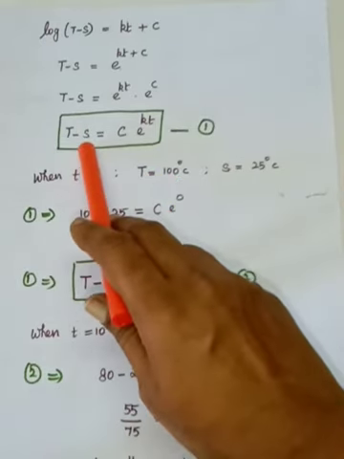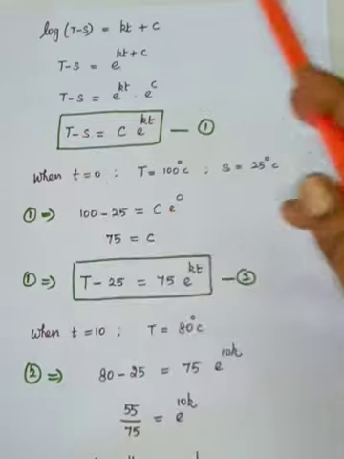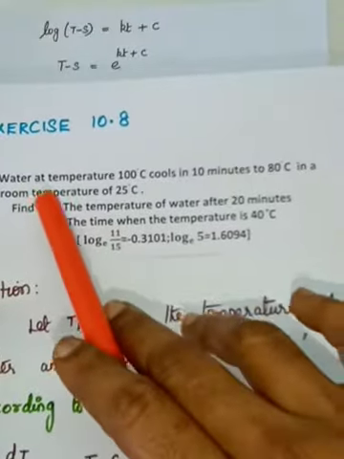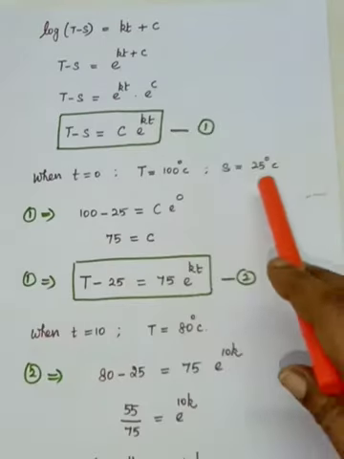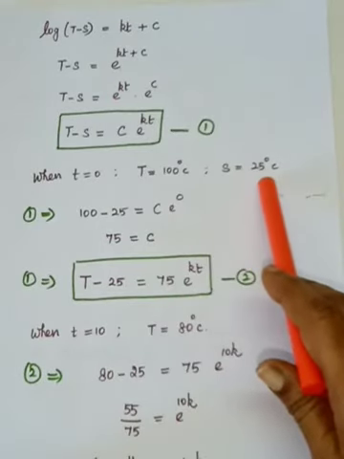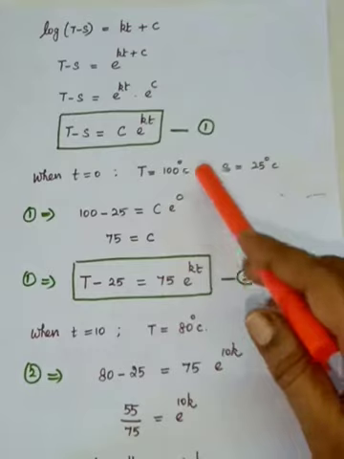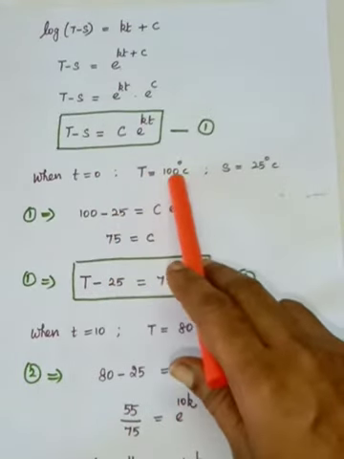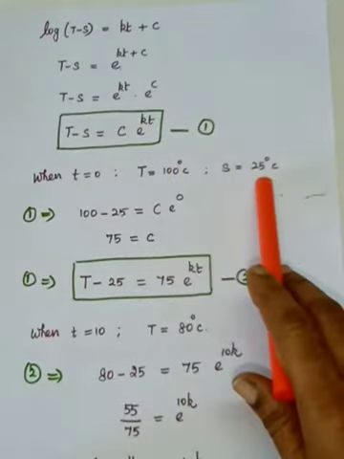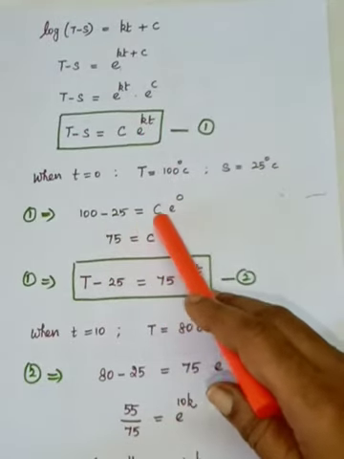And here we also need S. S is nothing but the room temperature. It is a constant. The room temperature given here is 25 degrees Celsius, so S is equal to 25 degrees Celsius. All three have to be substituted in equation 1. So what is capital T? That is 100 minus, what is the room temperature? 25, is equal to C.